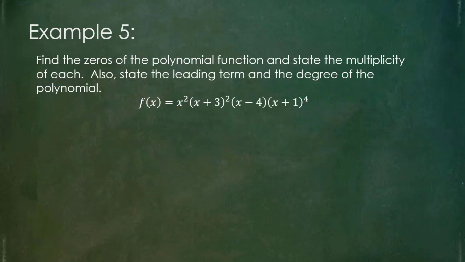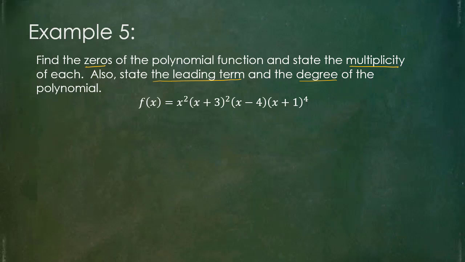And one of the last types of problems is something that brings all of this stuff together. It says to actually find the zeros, but then also explicitly state what their multiplicity is. So I need to identify zeros, their individual multiplicity, and then it also wants me to do a secondary part, which is to identify the leading term as well as the degree of this particular polynomial. So let's go ahead and find the zeros first. This is kind of nice that it's already in factored form.